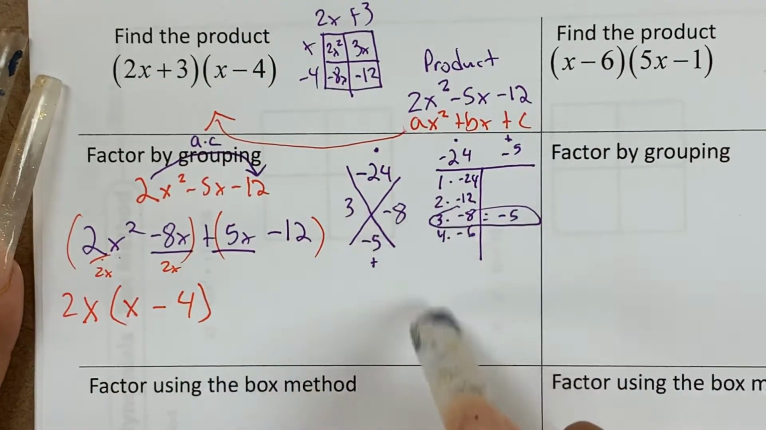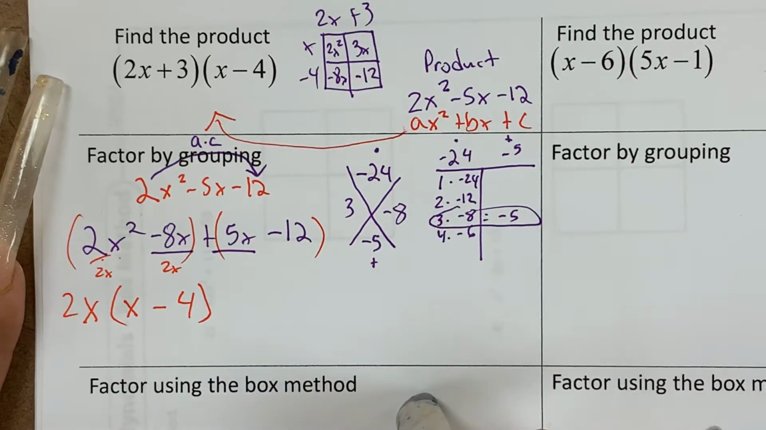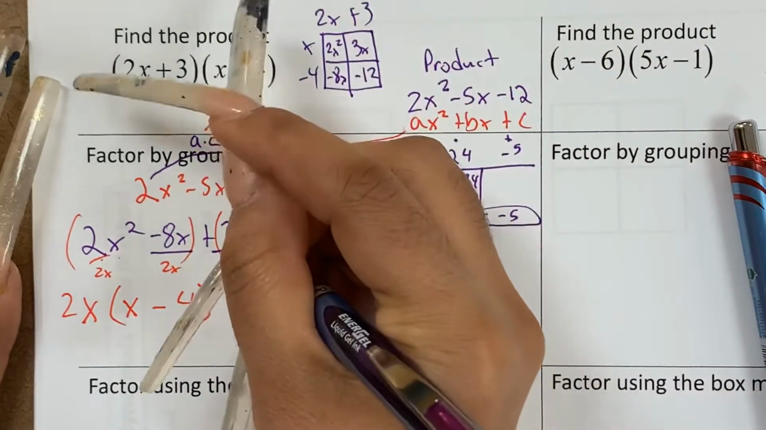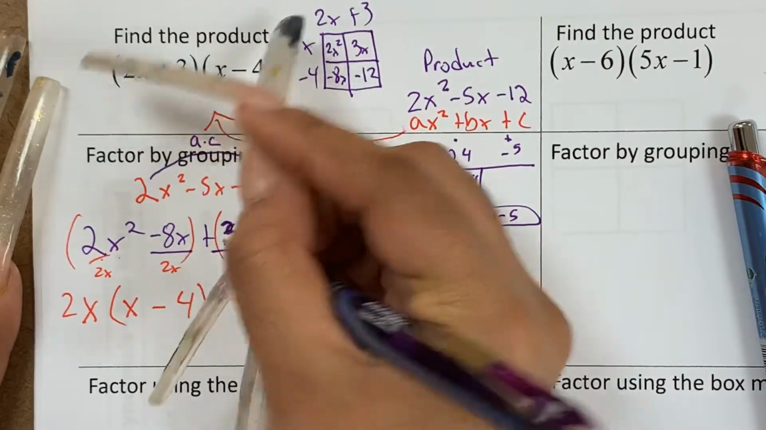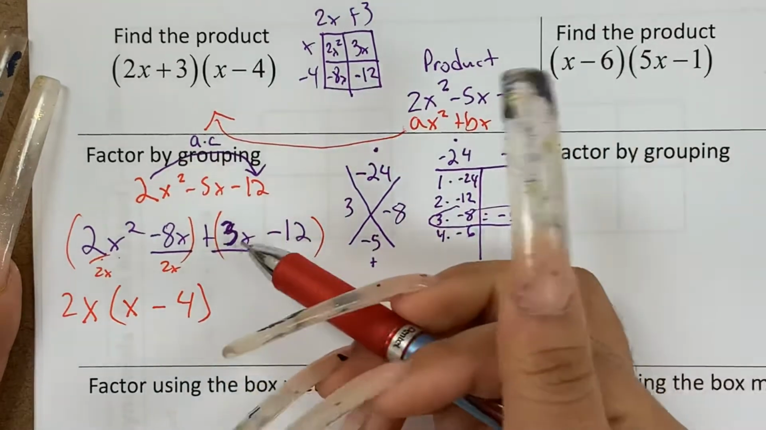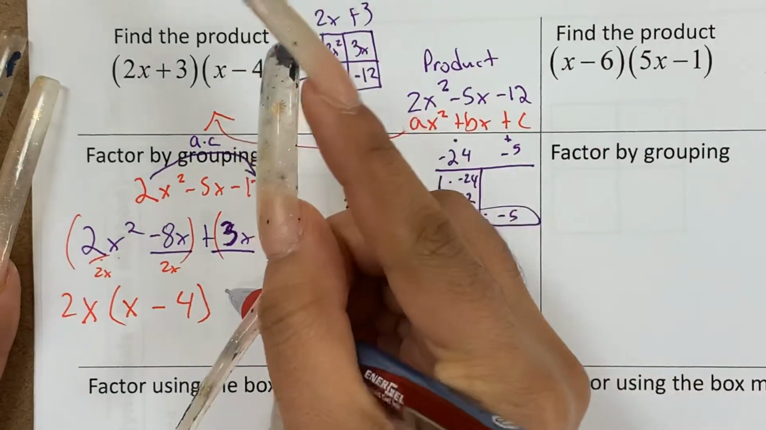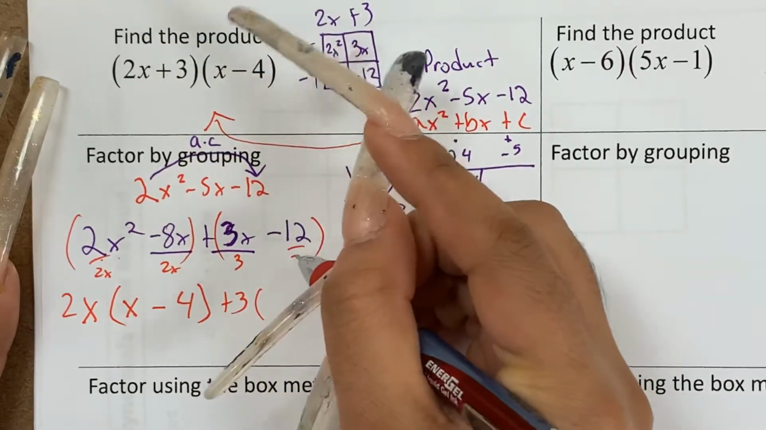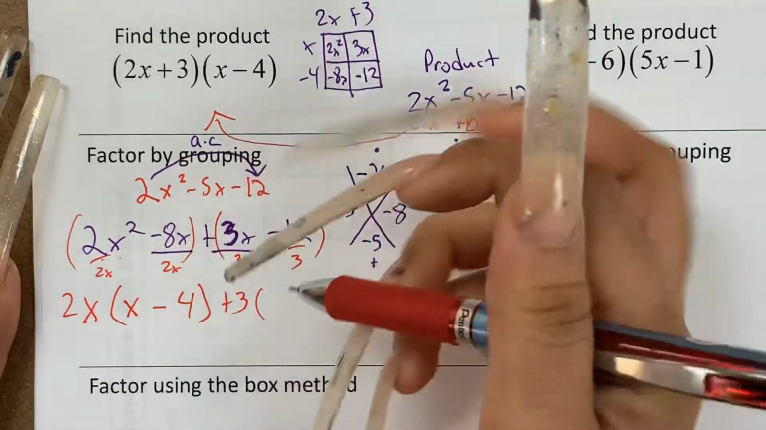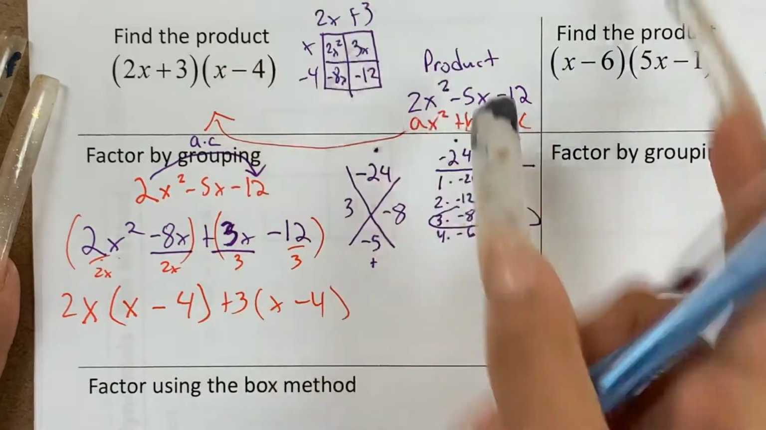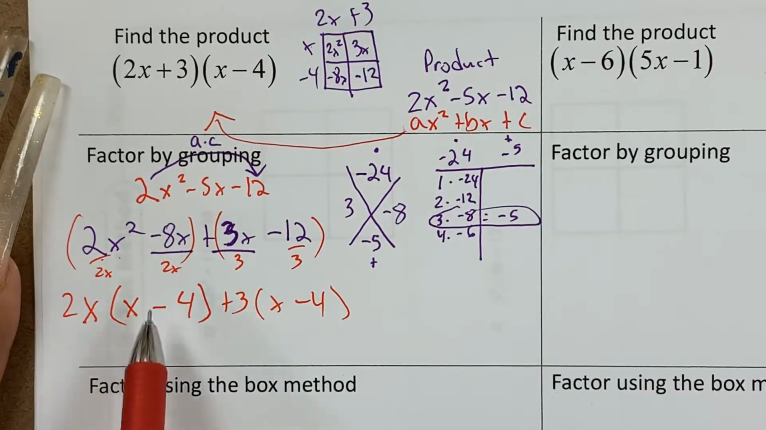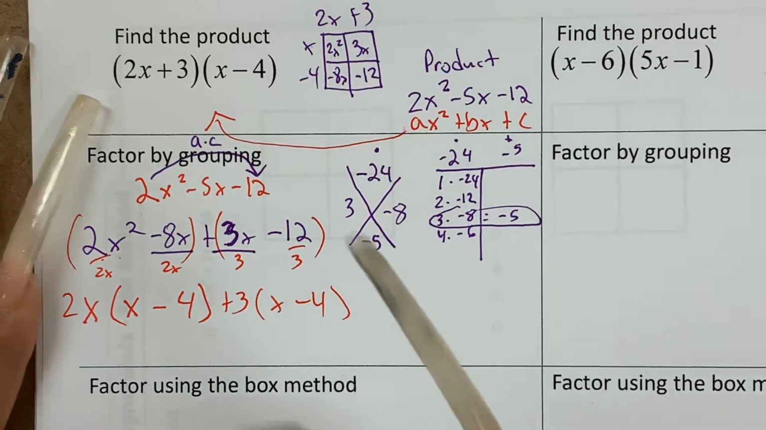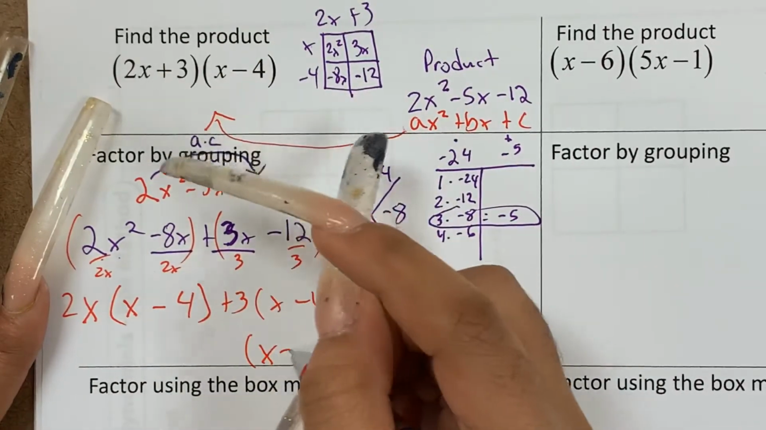Oops, this is incorrect. It's supposed to be a 3, not a 5. Okay, so the GCF of 3x and negative 12 is a positive 3. So when I divide both terms by 3, I get x minus 4. So notice that I have x minus 4 and x minus 4 in both. So x minus 4, that's going to be one of my factors.